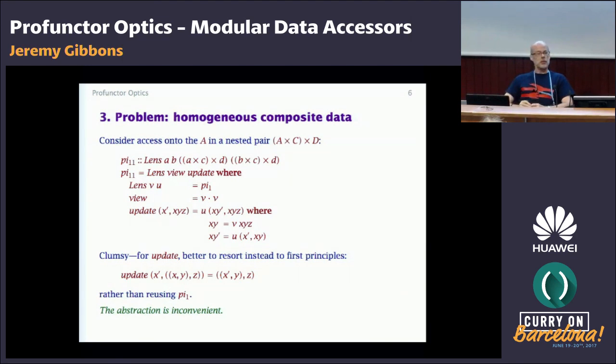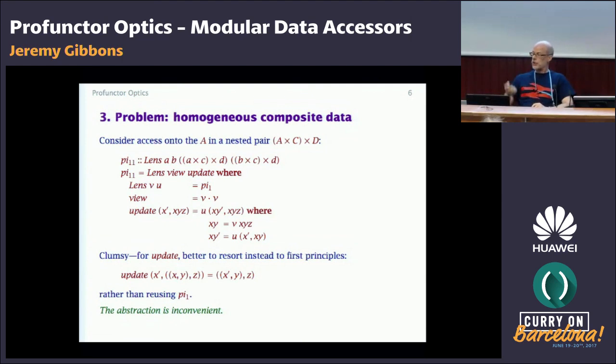But it's necessary. That's what you need to do. In fact, for setting the left-hand component of a nested pair, it's easier just to ignore what you knew about pairs and build it from scratch. The update function at the bottom of the slide does it in one go using pattern matching, and that's just an easier way of doing it. So that tells me that my abstraction was not a very good abstraction, because it's not convenient to use. It's more convenient to ignore it and go back to first principles.